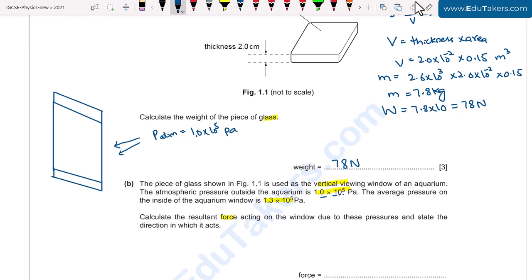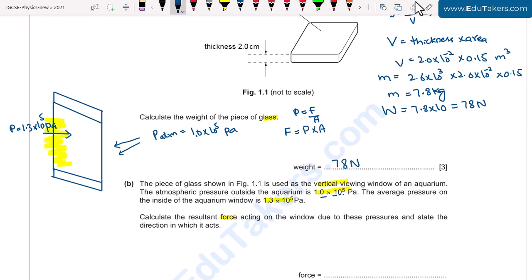The average pressure on the inside of the aquarium: inside there is the water, and the pressure is in this direction and its value is 1.3 × 10^5 pascals. Here we have to calculate the resultant force and we know that P is equal to F over A. By using this formula, F comes to be pressure multiplied by area. Here this force is the resultant force. It means that we have to calculate the resultant pressure first.